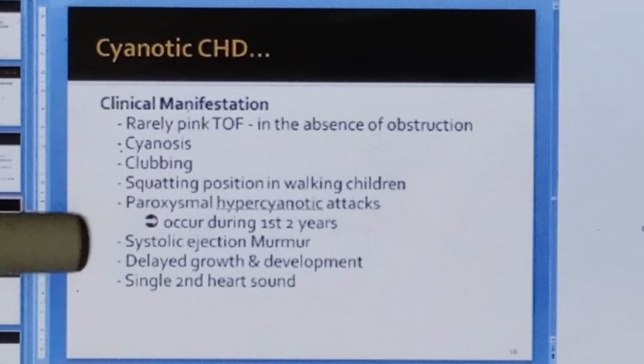There is delayed growth or less growth and less development because of poor nutrition, as well as more consumption of oxygen, which can lead to delayed growth and growth retardation.